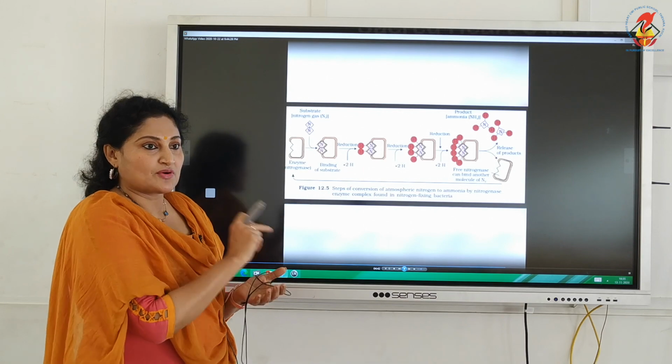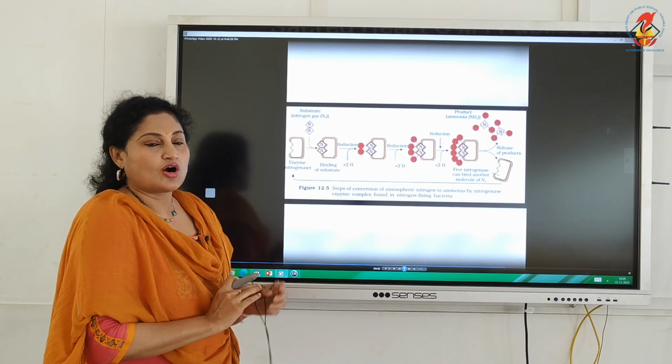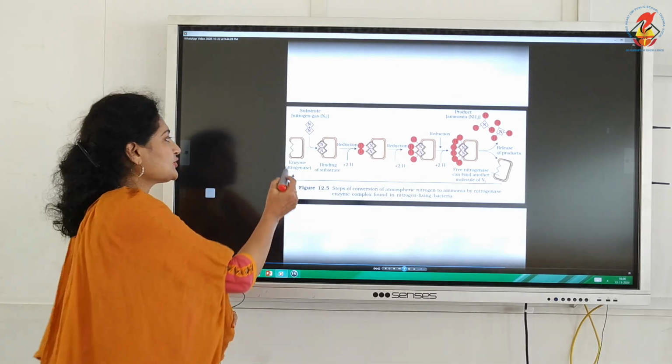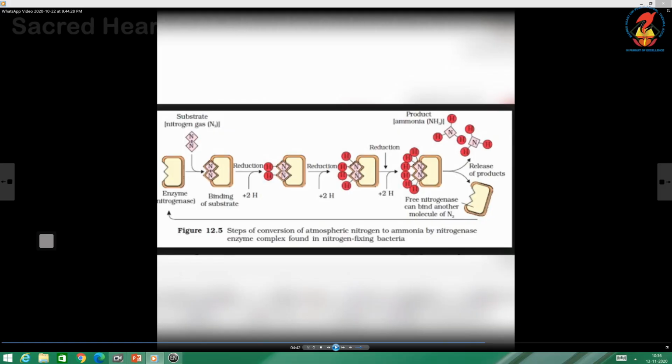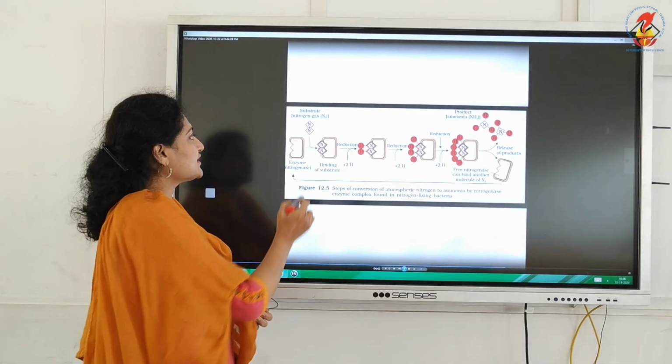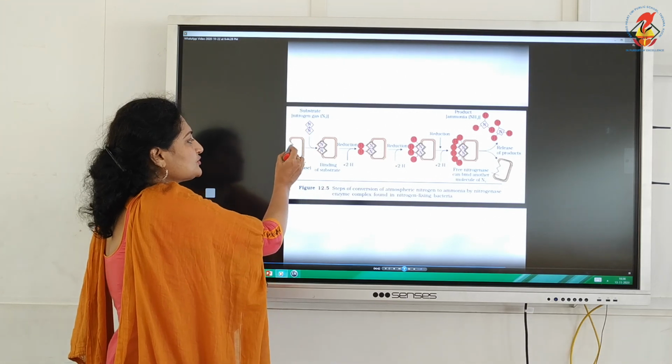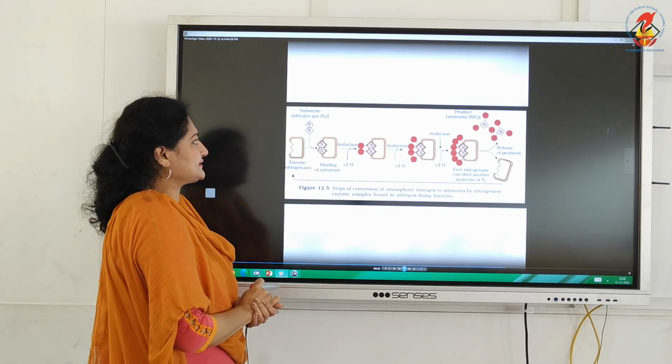The enzyme responsible for this conversion of atmospheric nitrogen into ammonia is the enzyme nitrogenase, which is indicated in yellow color. See how they have drawn the enzyme with the active site. Look at the shape of the active site. It is specific to the substrate, and here the substrate is nitrogen gas, which is drawn in such a way in proximity to the active site of nitrogenase.